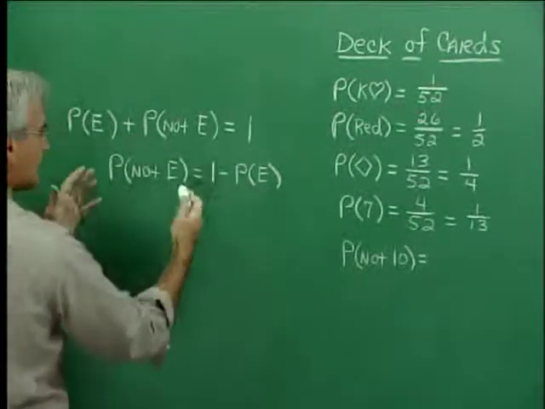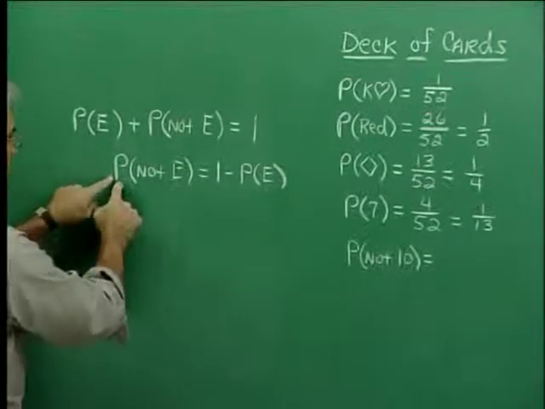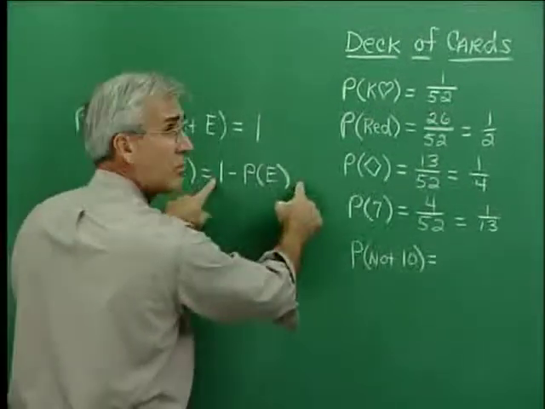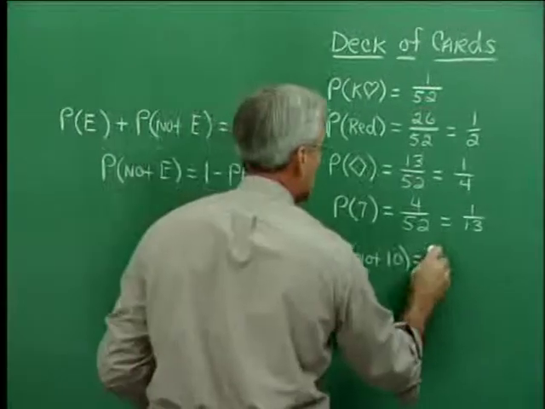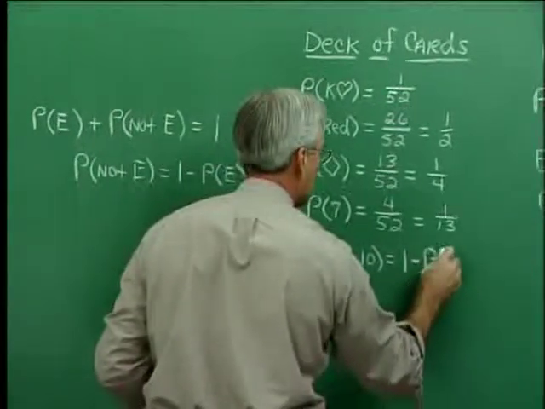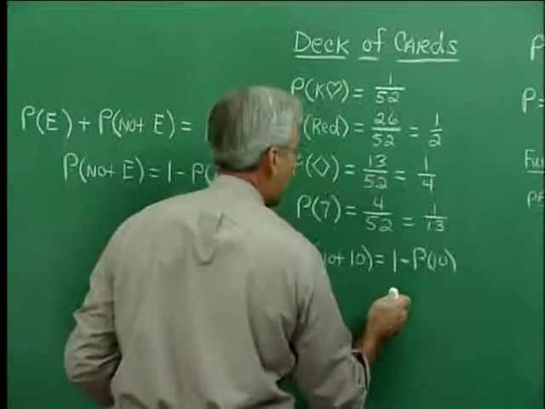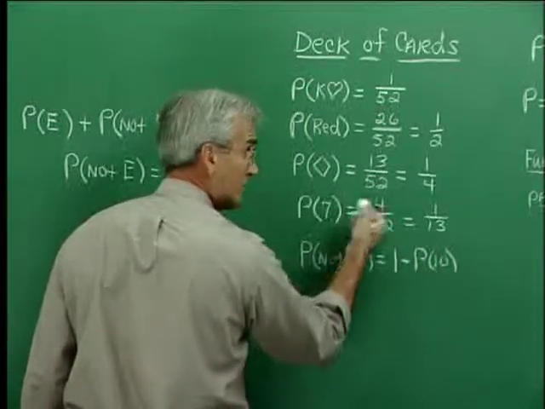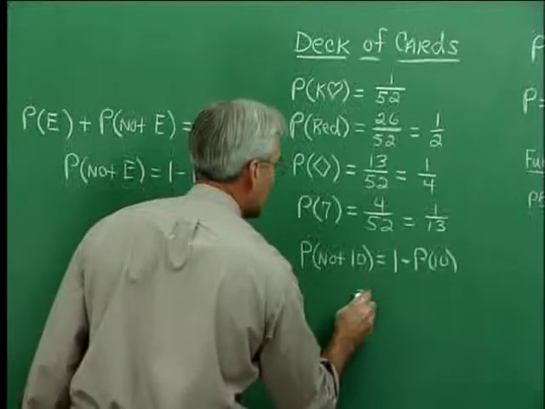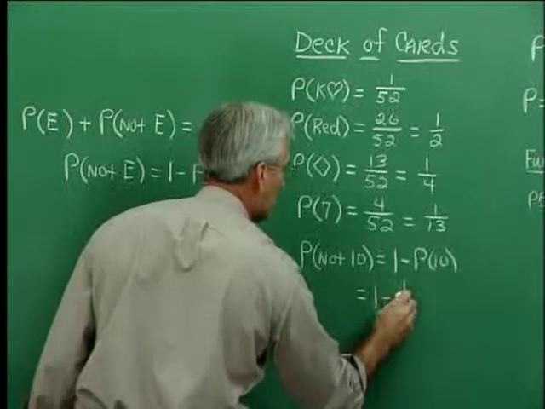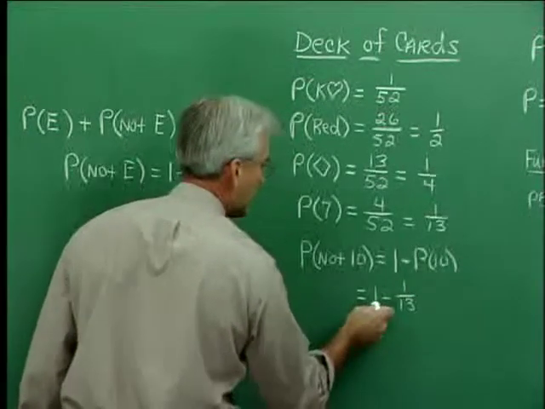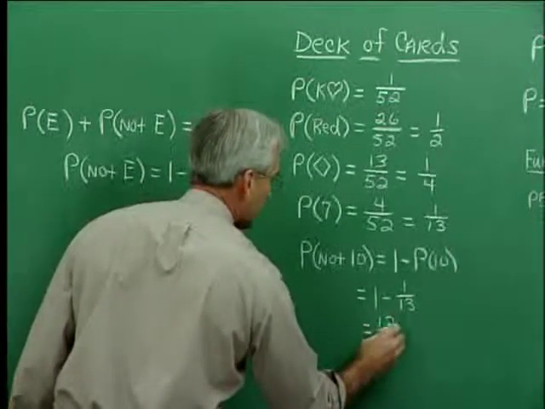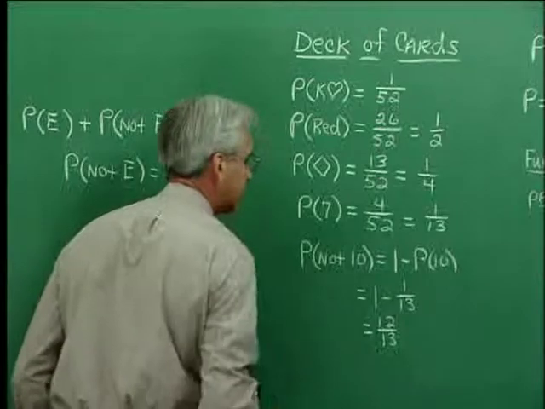So another way to approach the notion of the probability of not 10 is to calculate 1 minus the probability of 10. We know the probability of 10 is the same as the probability of 7 here. We think through it in the same way. So this is 1 minus 1/13. 13/13 minus 1/13 is 12/13 for that probability.